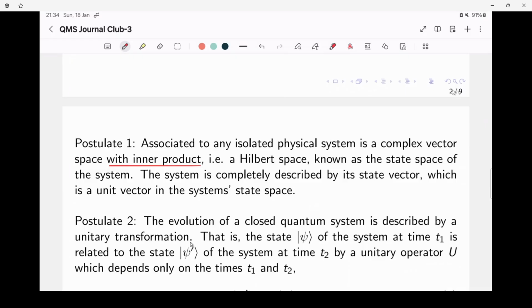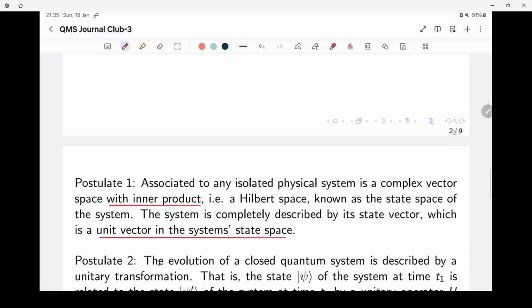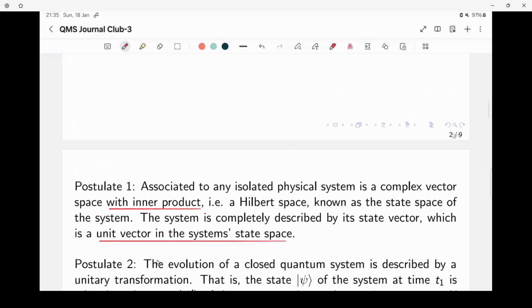Even though we say that the system is completely described by the state vectors, which is a unit vector in the system state space, there is something actually redundant over here. This will be covered later on when we talk about global phases. So just to briefly talk about what it means.